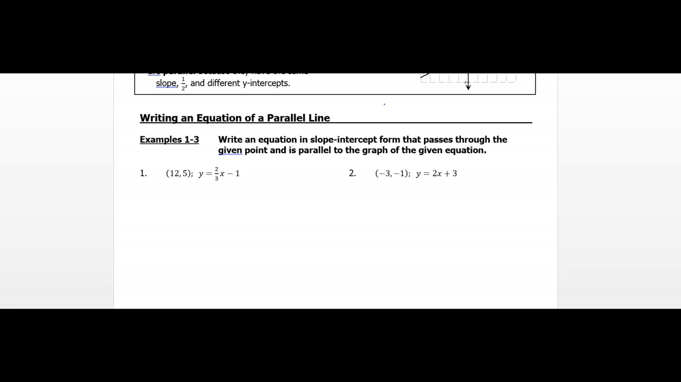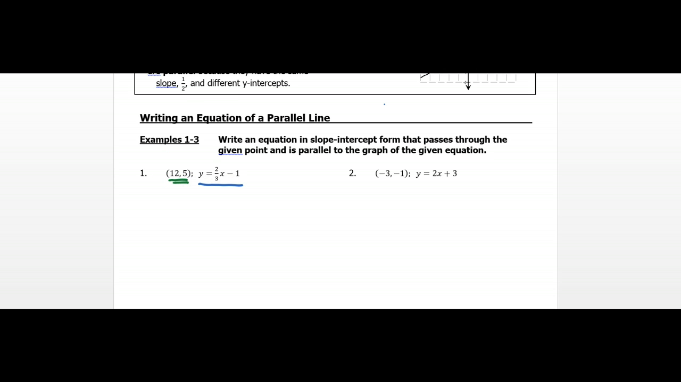What I've given you down here on 1 through 3 is a point and the equation of a line, and I want you to write the equation of a different line that is parallel to the one that's given, that also goes through the point I gave you. So for number 1 right here, let me break that down for you. You're going to write a line that is parallel to y equals 2/3 x minus 1. The line that you write also has to go through this point here, 12, 5.